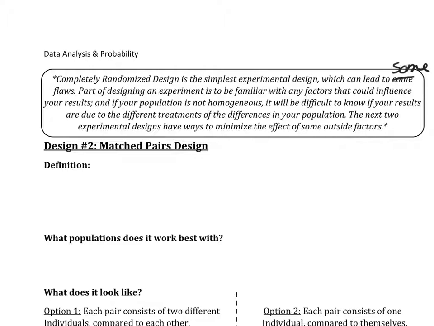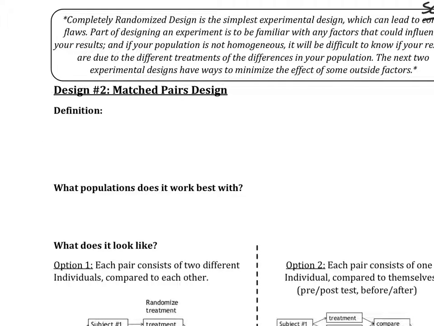And if your population is not homogeneous or if it's not similar, it will be difficult to know if your results are due to the different treatments or the differences in your population. So that's why rarely will you have a population that is actually very similar. So completely randomized design isn't always going to work. But these next two experimental designs have ways to minimize the effect of some of those outside factors that you can't control. So today we're going to talk about the matched pairs design.